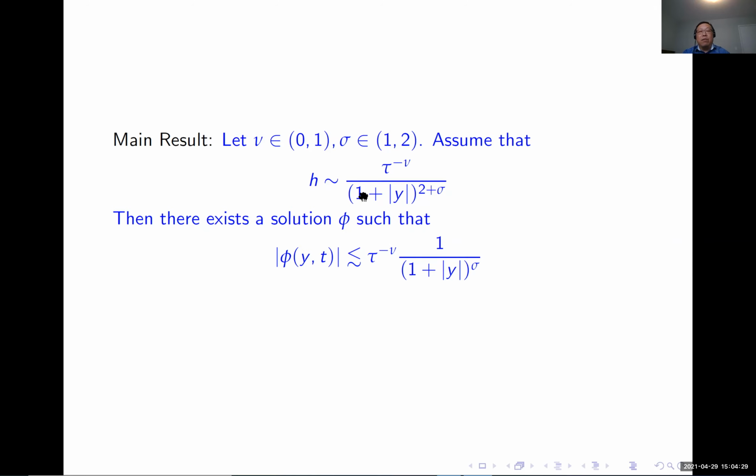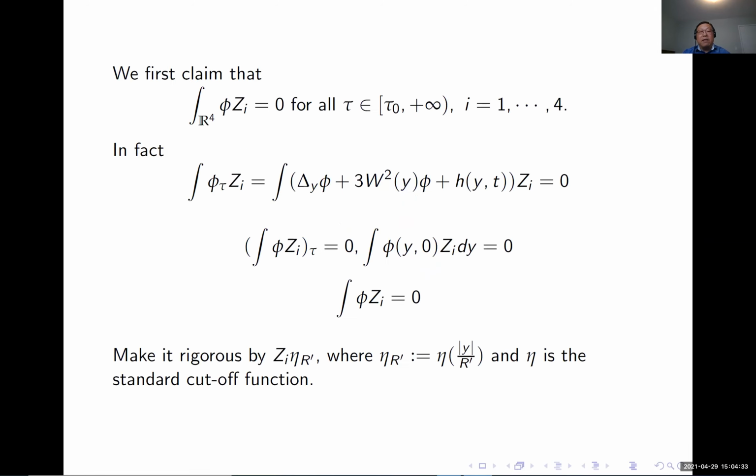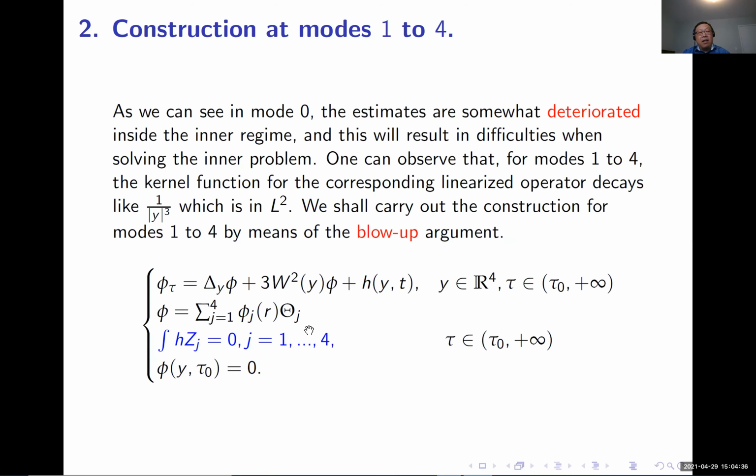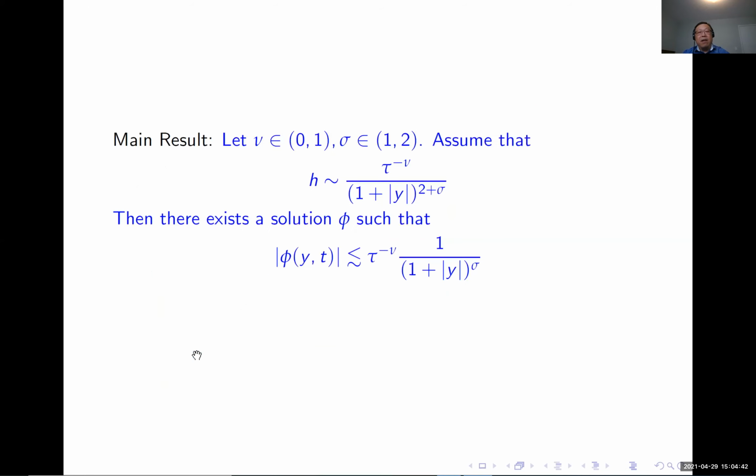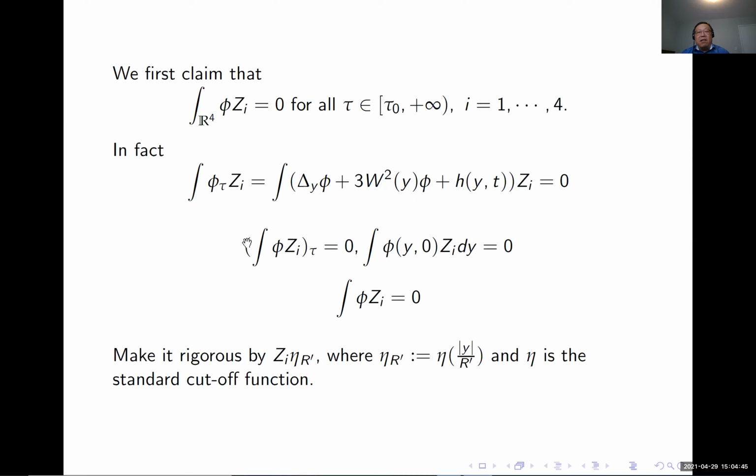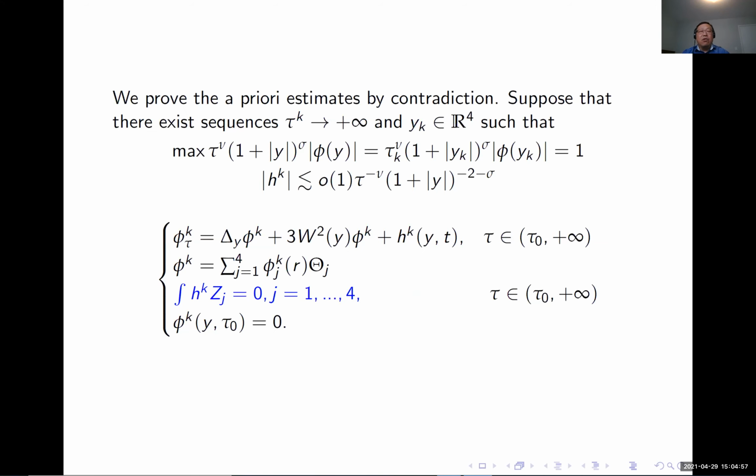So how to prove this estimate? Okay, we prove this estimate by blow-up argument. But first we show that phi is also orthogonal to Z_j. You just multiply by Z_i and then you use the initial condition and then you get that the integral of phi is also orthogonal to Z_i. So we prove this a priori estimate by blow-up argument, okay? So we assume that you have a sequence of times and a sequence of points y_k, so that this is the one, okay?